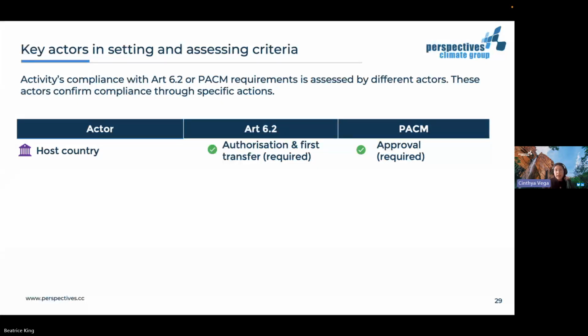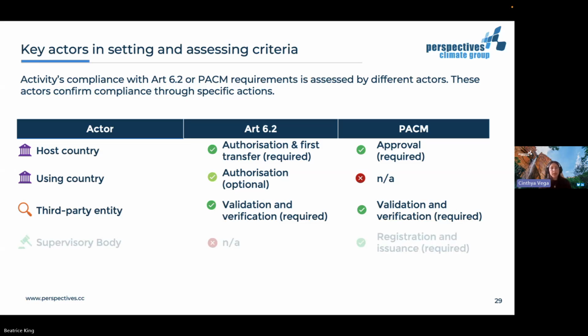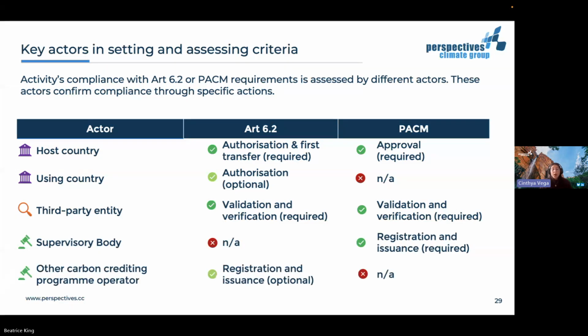The key actors in setting and assessing these criteria are the ones, or let me pick it up there. So we have different levels of criteria, and these criteria and these requirements are assessed by the different actors that are involved in the transaction. So we have different actors under 6.2, and these actors also have different responsibilities under the PACM. When an activity and a mitigation outcome complies with the requirements, then these actors confirm the compliance through very specific actions.